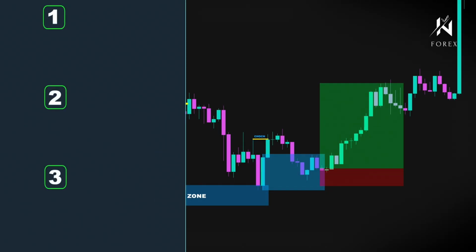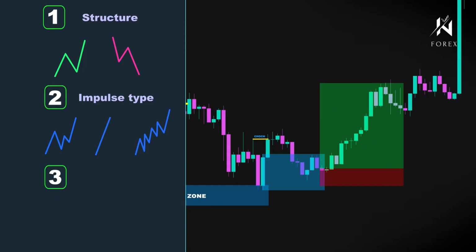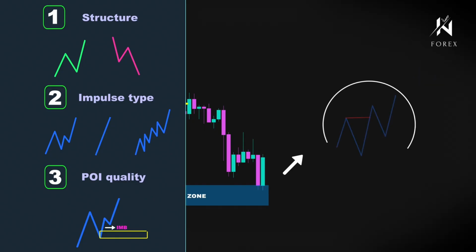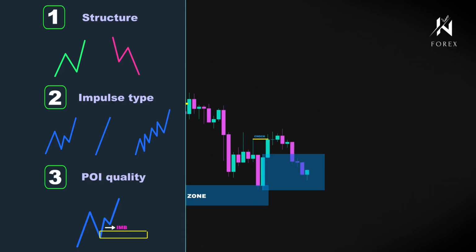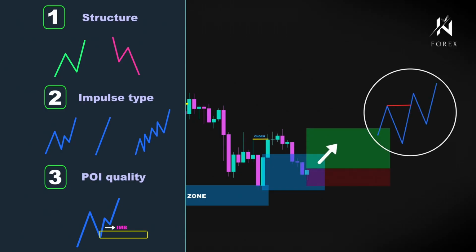Just 3 things to master. 1, structure, bullish or bearish. 2, with inducement, without inducement, or range impulse. 3, POI quality. Does the zone scream high probability? Once demand is tapped, drop to the lower time frame. Execute the entry model. If you want double confirmation, wait for fractal change of character and pull back into M15 demand. Then drop down, confirm, and set your target.